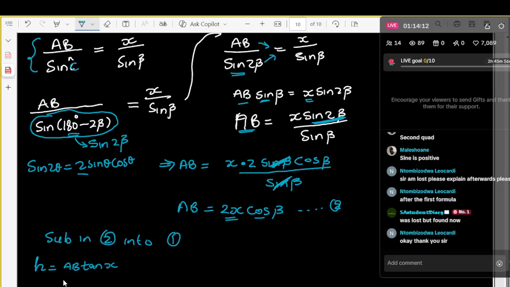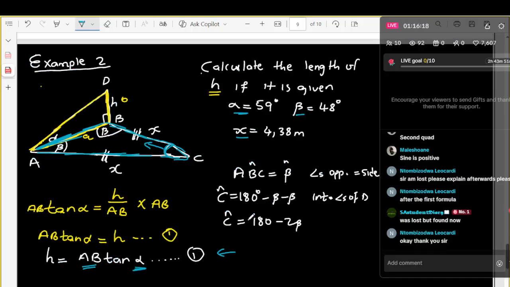Now alpha was given as, what was alpha equals to? 59. So where there's this, I'm just going to put 59 degrees. And that's it. Whatever that you get on your calculator, it's your h. You just have to punch this on the calculator, and you get that this is 9.76 meters.